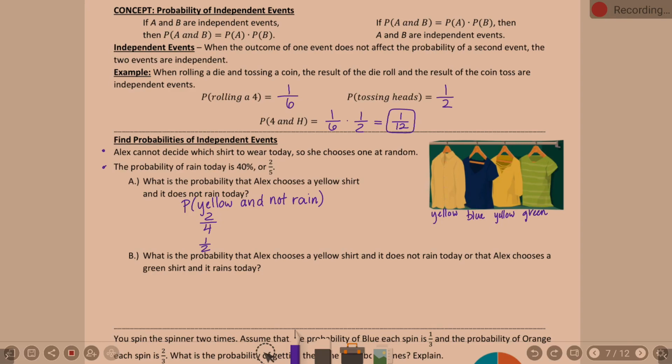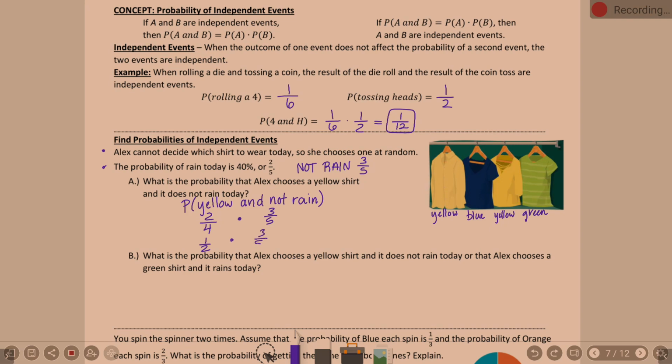Probability it does not rain today. Yes? Because what did they give us? Yeah, the probability of it raining. So the probability of not raining, well, the probability of raining is 2 out of 5, then the other 3 out of 5 is not raining, yes? Or we could say the other 60%. Okay. These 2 events, it's 2 separate events, yes? Yeah. So we're going to take these probabilities and we're going to multiply.